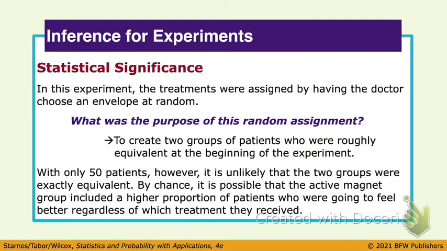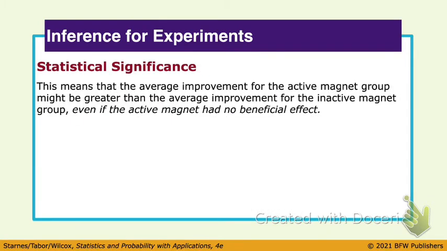All right, with only 50 patients, it is unlikely that the two groups were exactly equivalent. By chance, it is possible that the active magnet group had a higher proportion of patients who were going to feel better anyway, okay? Maybe the placebo effect was really working on them. So here's the deal. This means that the average improvement for the active magnet group might be greater just by chance. So we have to see how much the difference was.